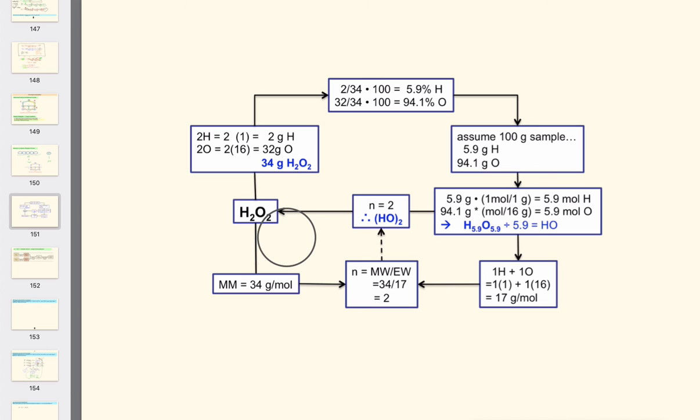H2O2. So let's dissect the formula. What do we have? We have 2 H's and we have 2 O's. Does everybody see this is my formula dissected into pieces? Okay. Now what do I have? I have 2 hydrogens and each one weighs 1 gram. So I have a total of 2 grams of hydrogen in one of these. How about oxygen? Well, in my formula I have 2 oxygens, and each mole of oxygen weighs 16 grams, so I have 32 grams of oxygen.